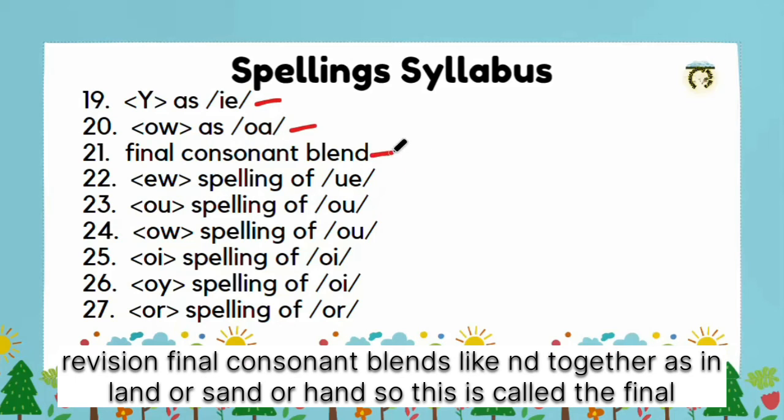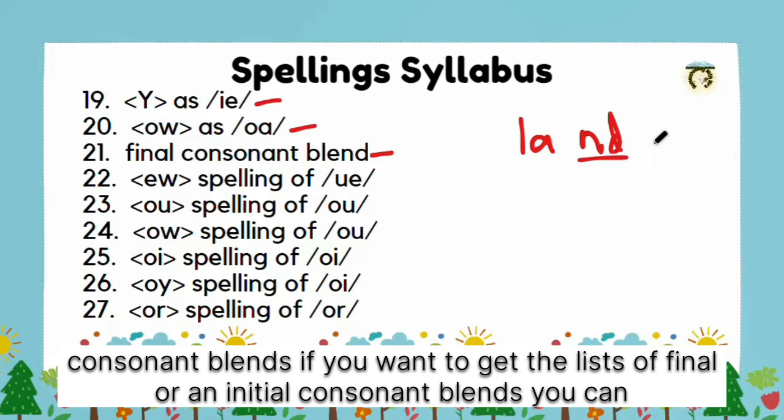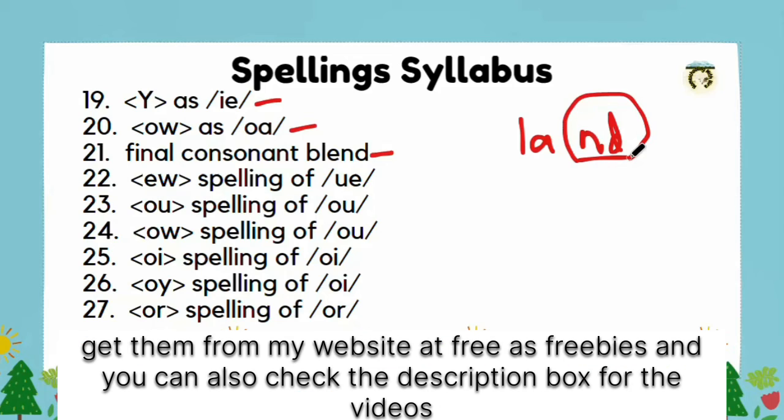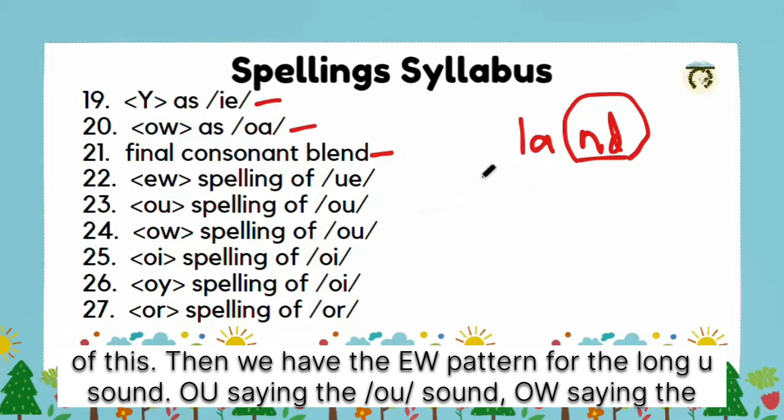Final consonant blends like ND together as in land or sand or hand. So this is called the final consonant blends. If you want to get the lists of final and initial consonant blends, you can get them from my website as freebies, and you can also check the description box for the videos of this.